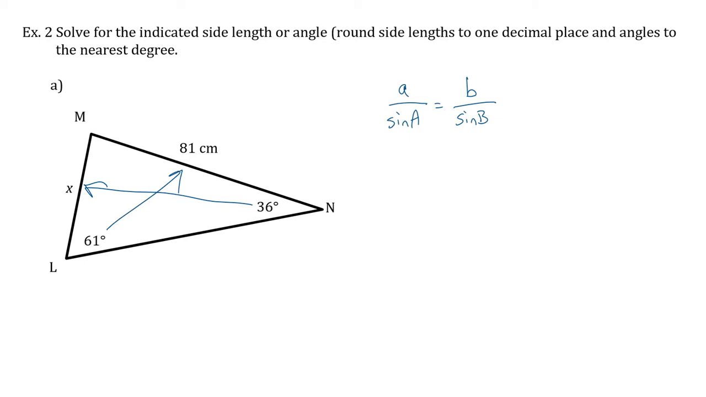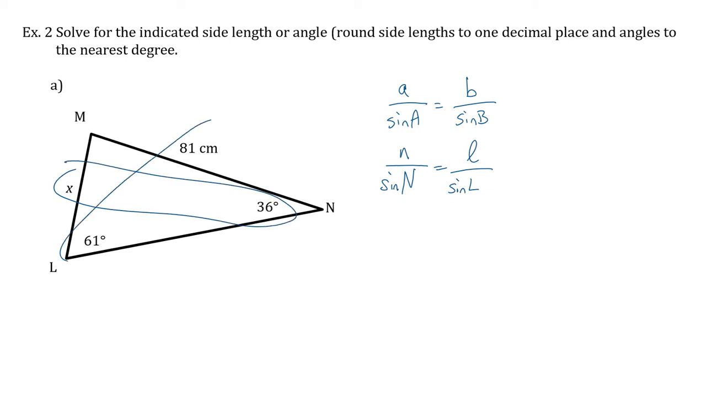This triangle is labeled, so maybe you use different labels, and this is up to you. Some people don't like changing the variables around, so it confuses them, but some people might want to. So you could change this to n over sine of N equals l over sine of L, right? But you don't have to, you certainly don't have to write it twice. You don't even have to write it once if you don't want to. The important thing is that x and 36 go together and 61 and 81 go together. That's the most important thing.